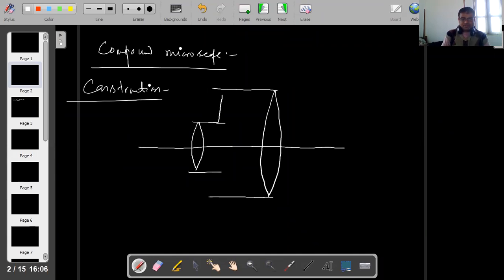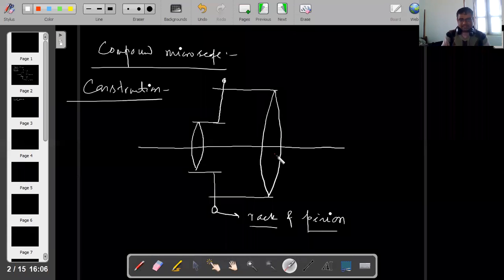And these tubes are placed in a rack and pinion arrangement. This is known as rack and pinion arrangement. If I turn these screws, the lenses move forward and backward. They can move to and fro if you just turn these screws. These are known as rack and pinion arrangement.